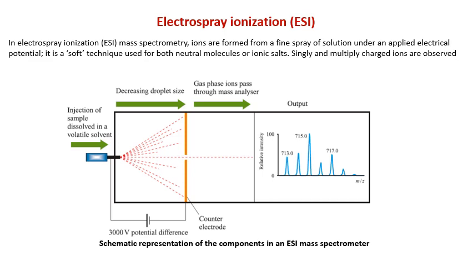The gas phase ions so formed pass through the mass analyzer, and a zoom scan of the peak is shown over here, the output of one of the ESI-MS mass spectra, with the relative intensity and m/z value. You can see that. Now, one or two points are important regarding this ESI mass spectrum.